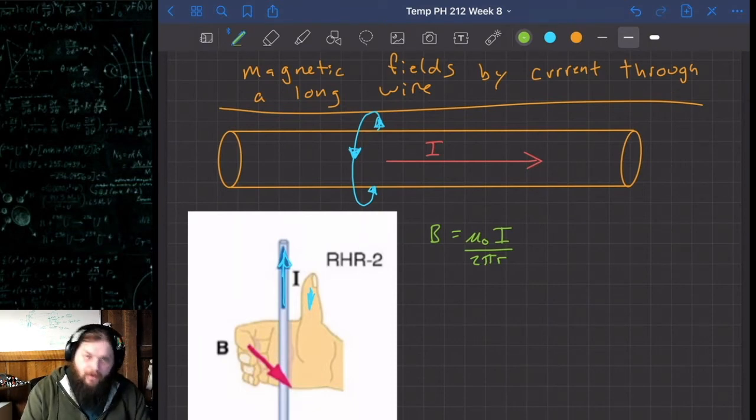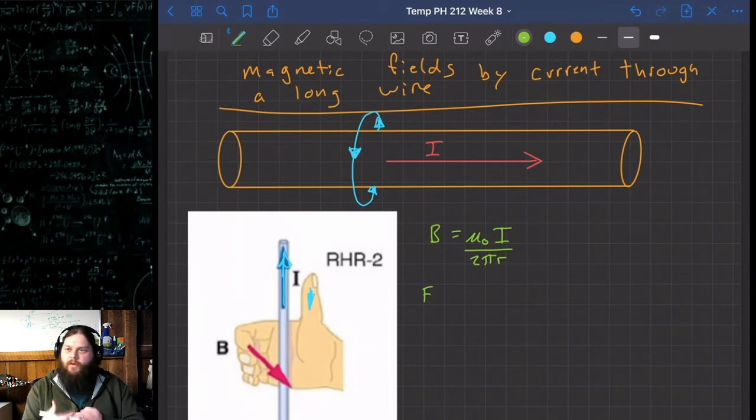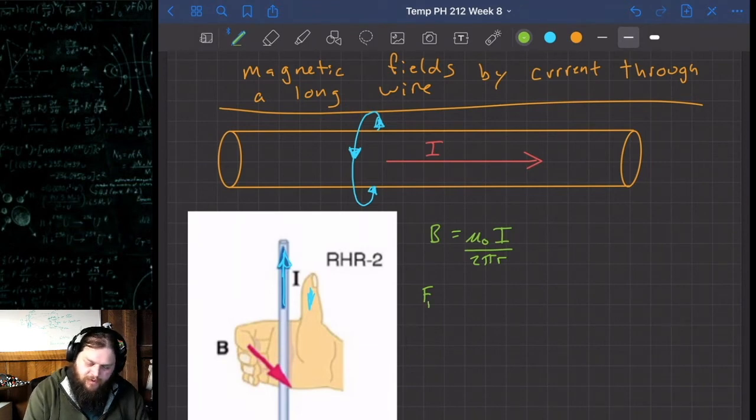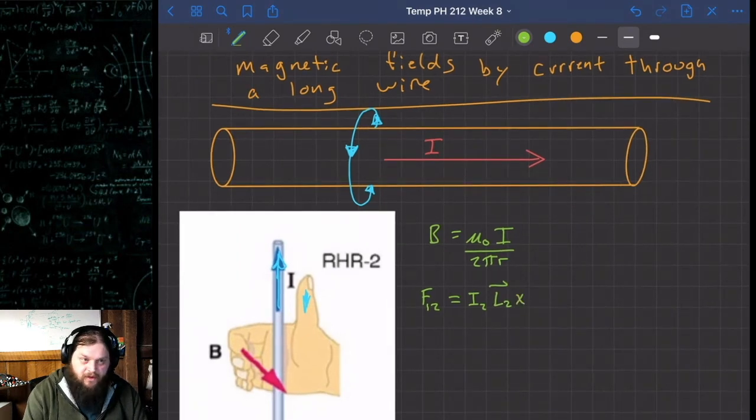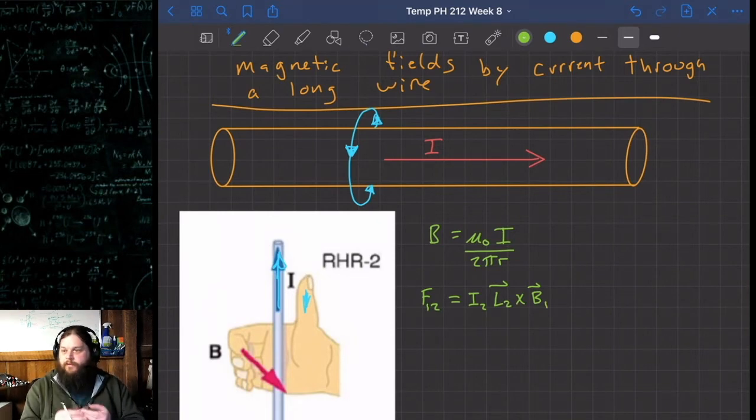So we can talk about the force that we have, say, from one wire to another wire. If we have two wires with some current flowing through them, the force that wire one has on wire two is going to equal the current of two times the length of two, which is a vector cross product with the magnetic field of one. Because it's the magnetic field of the first wire that's actually having the force effect on the second wire. So we use the current and the length of the second wire, but the magnetic field from the first wire.